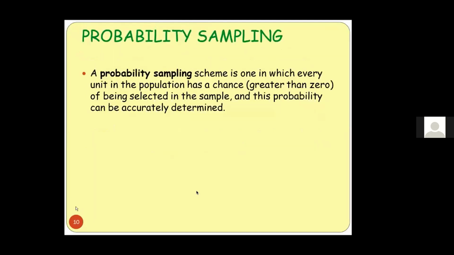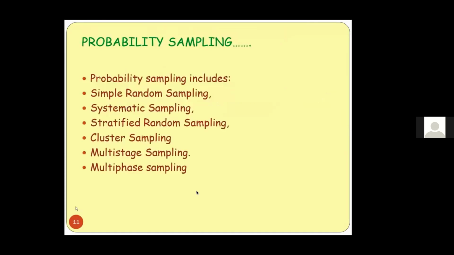In probability sampling, in this scheme rather, it's one in which every unit in the population has a chance that is greater than 0 of being selected for the sample. When every element in the population does have the same probability, it's known as equal probability of selection, EPS. That kind of design is also referred to as self-weighting because all the sample units are given the same weight. Again, these are the types of probability samples that we'll go through now.